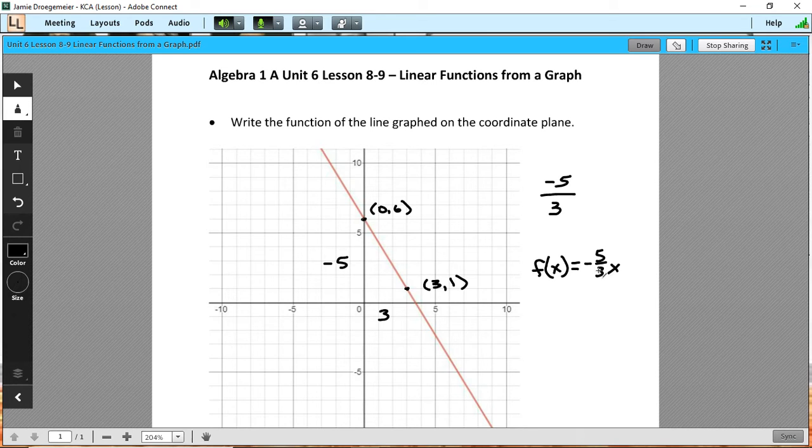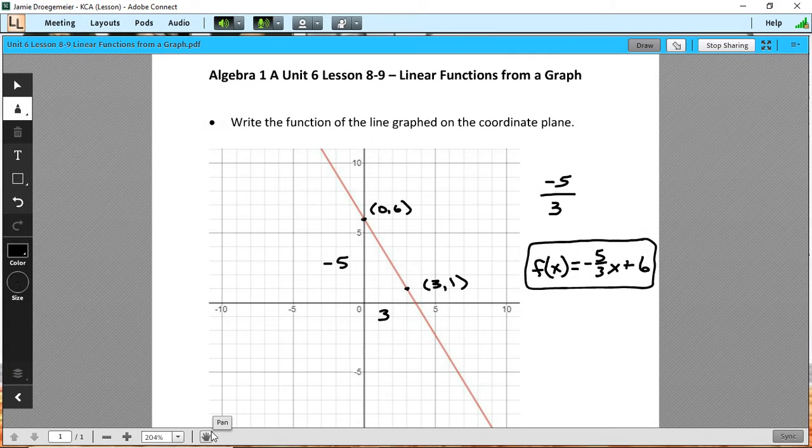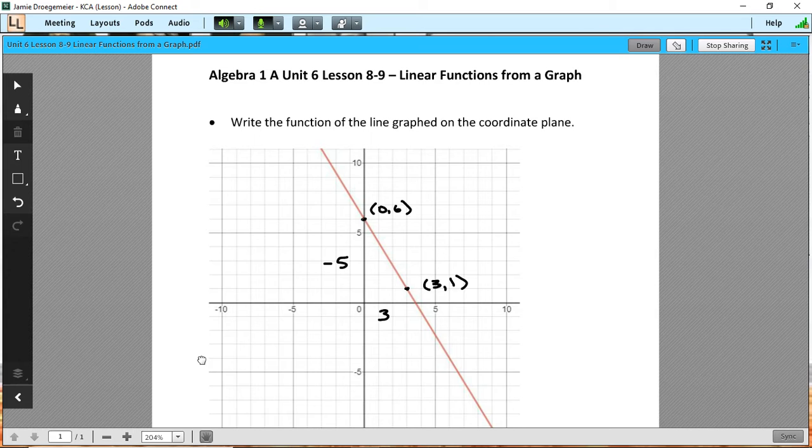That's always multiplied by the independent variable of x. And then our y-intercept of 6. And so writing my function, f of x would be equal to negative 5/3 x, my slope, plus that y-intercept of 6. All right, let's take a look at another example here.